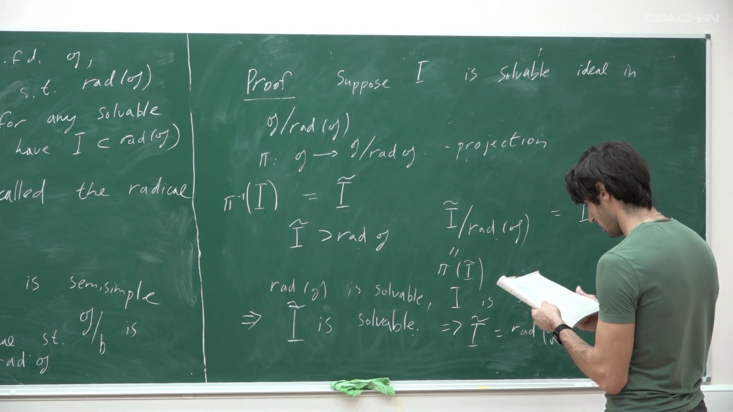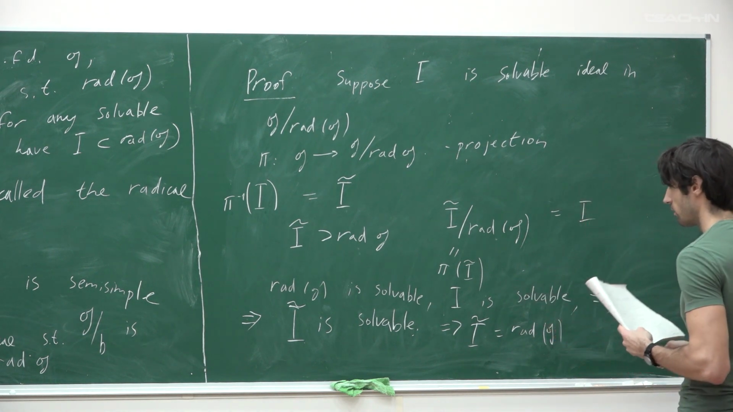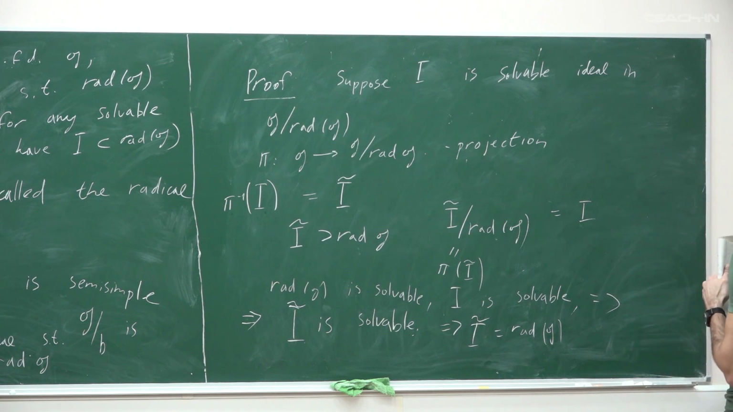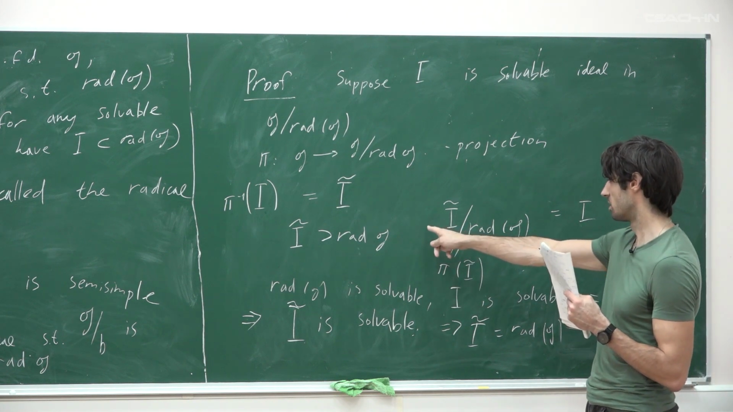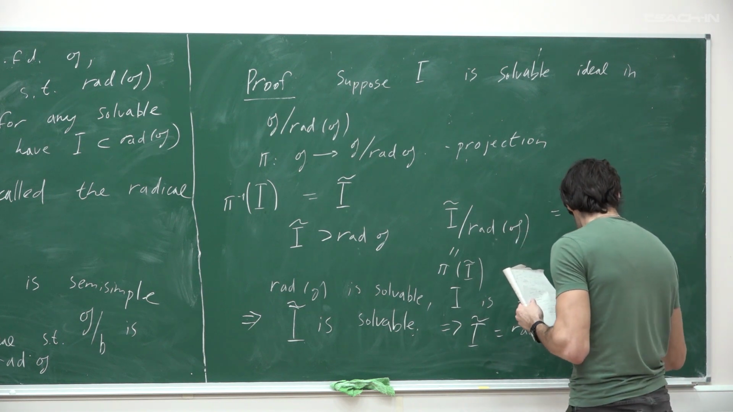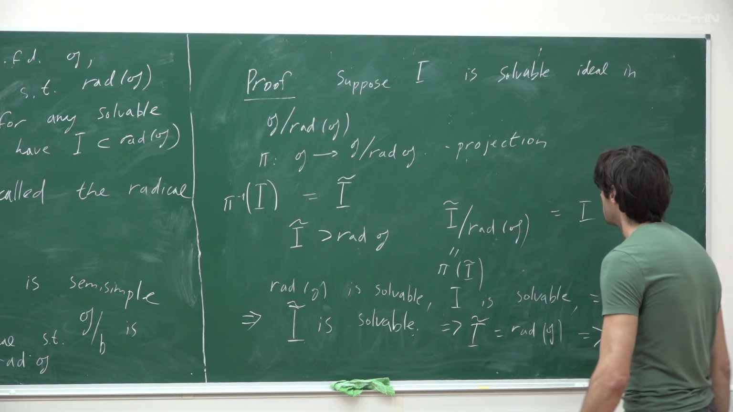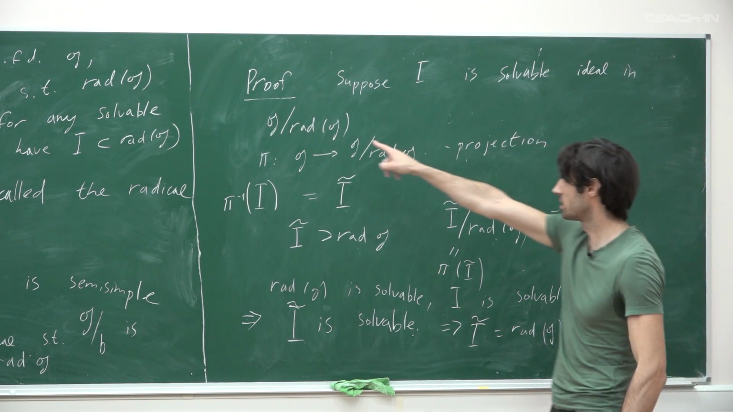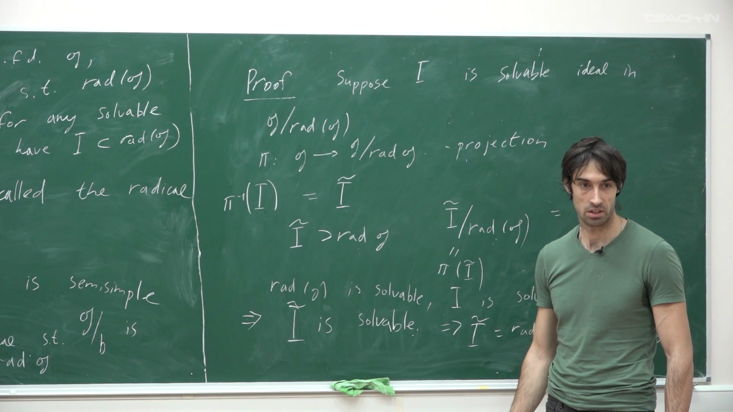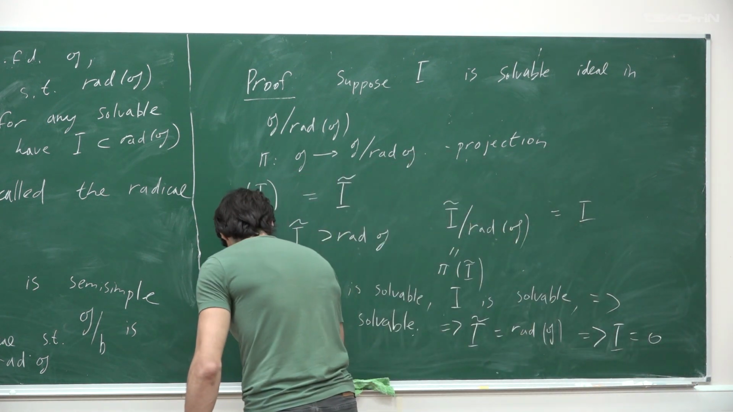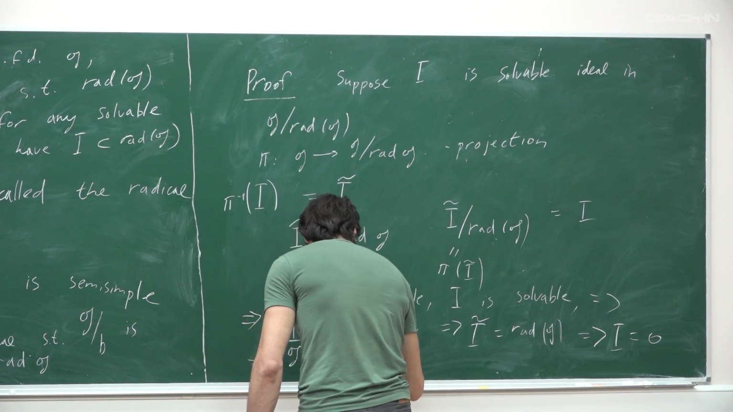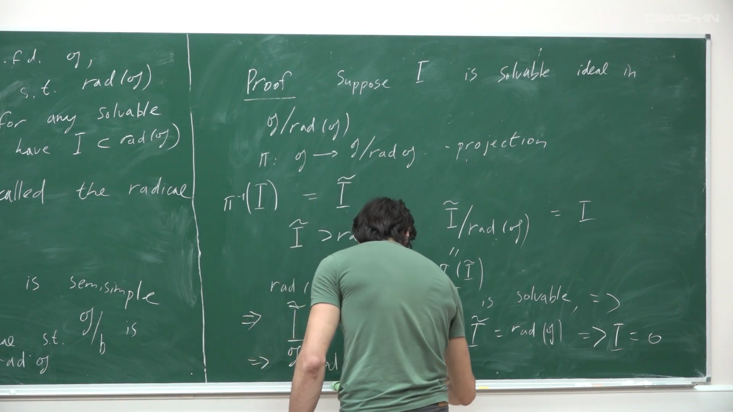Therefore I tilde is the radical, and therefore I, which is I tilde by radical, is 0. So if I is solvable in here, then it's 0. Therefore G mod radical G is semisimple.